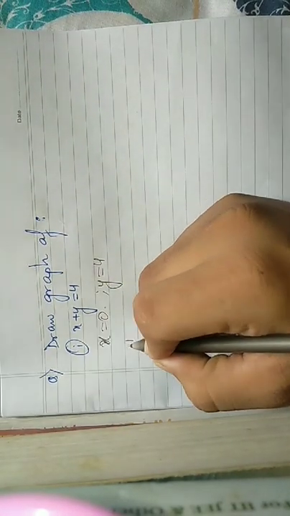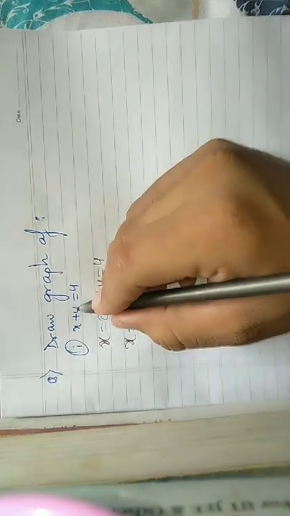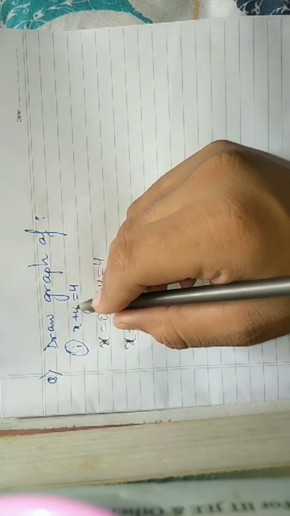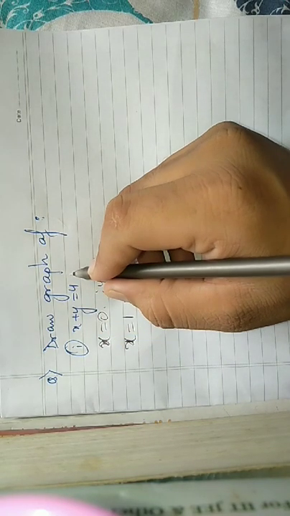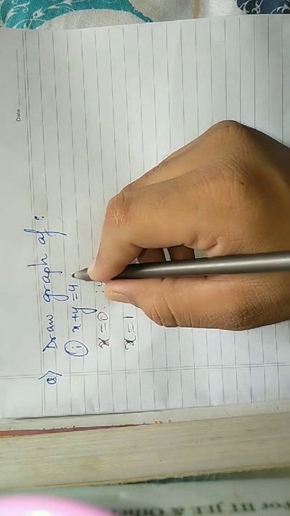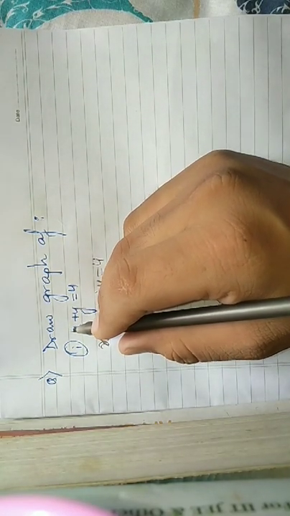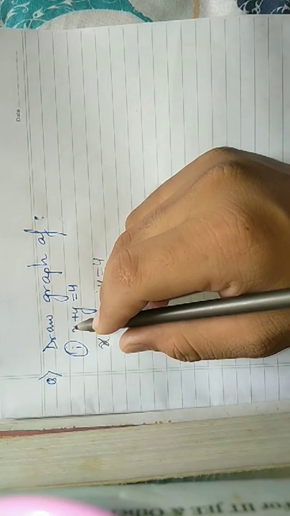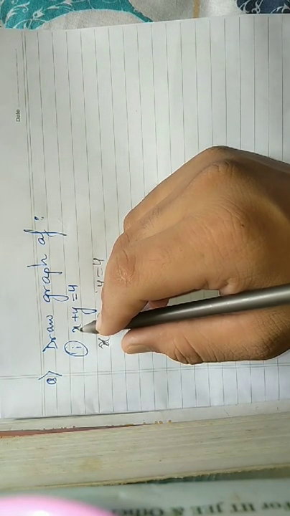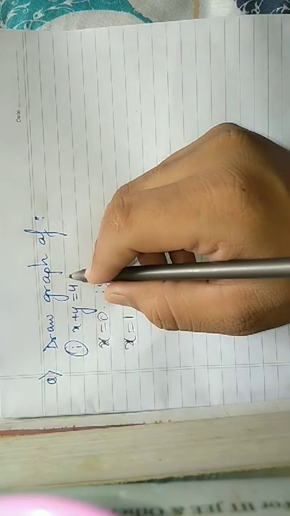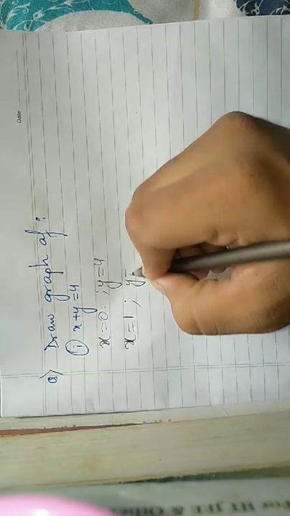If x is equal to 1, what is the value of y? What is the value of y? Y is 4 minus x. Am I correct? Y is equal to the transposition of x. Positive x goes on that side, becomes negative x, right? So 4 minus x, x is equal to 1, 4 minus 1, 3, y is equal to 3.